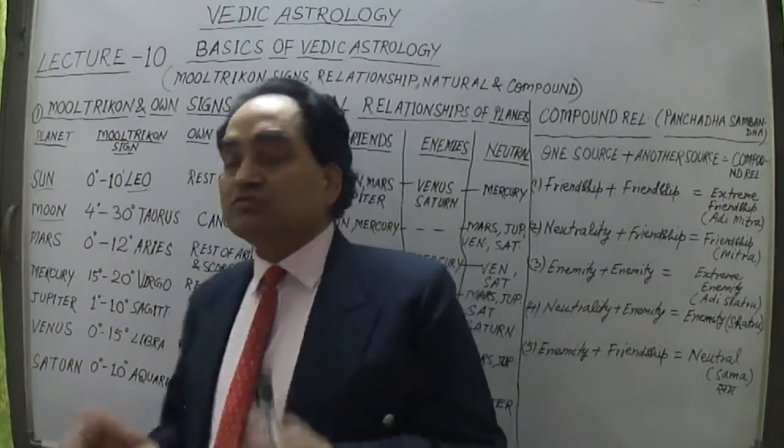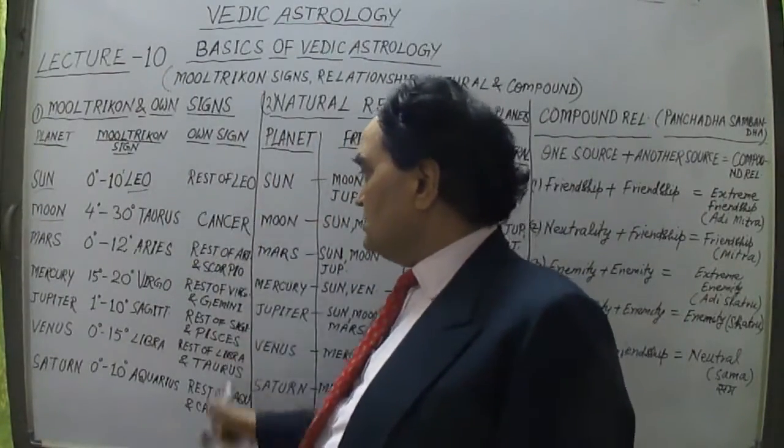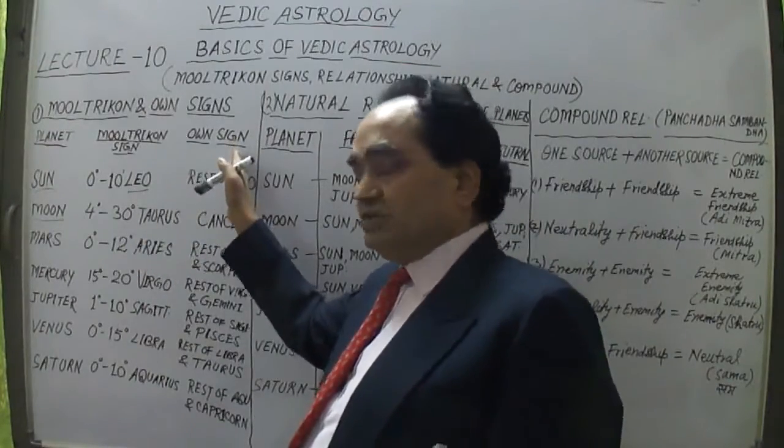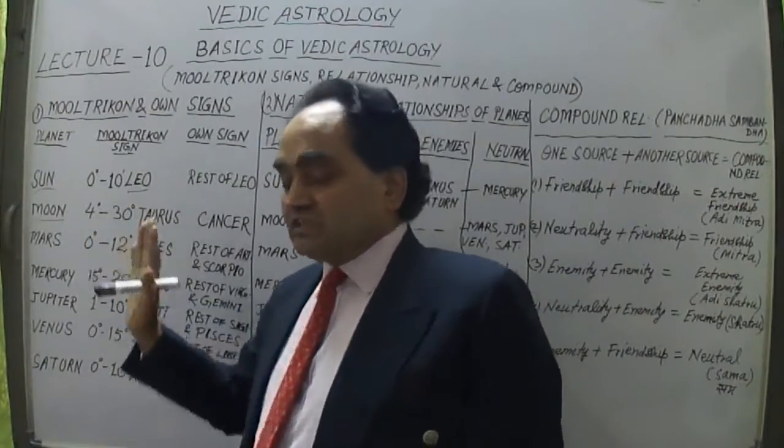So the rest of Aquarius and Capricorn is owned by Saturn. This is Mooltrikon sign, very important. Mooltrikon sign and own sign. The remaining portion of that sign is owned by the planet. Only the Moon is the exception, as I've told you.